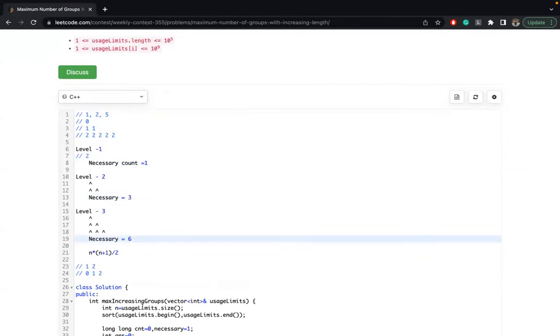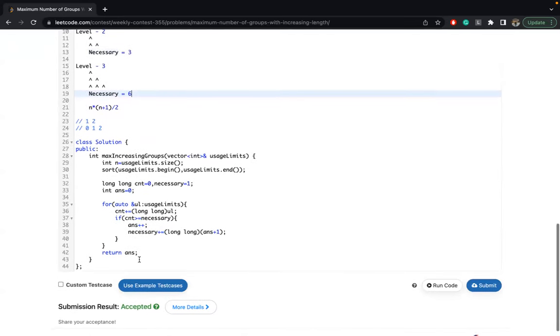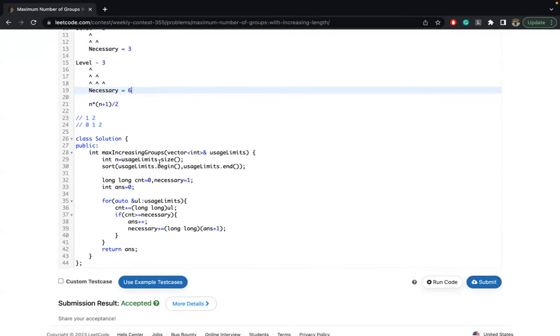You can pause the video here for some time and think. Okay, let's come to the approach. Here, what we are doing is, first we are sorting usage limits to make sure that we will be traversing usage limits from minimum count to the maximum count. Okay, we are sorting it, and then we are keeping the necessary count.